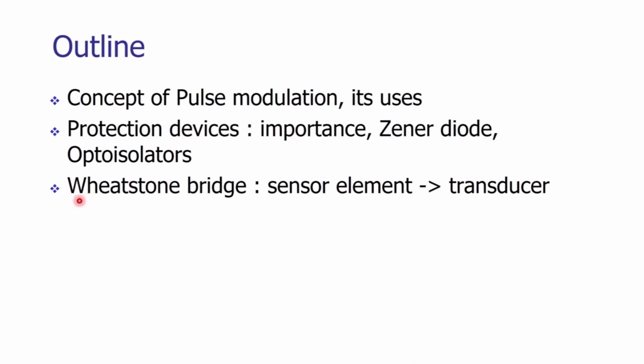The third important element in the signal processing is the Wheatstone bridge. Wheatstone bridges are used to convert a sensor element into a transducer. One application of the Wheatstone bridge we have already seen in our previous lectures, that is in sensors. So, we have seen how Wheatstone bridges help us convert a strain gauge sensor element into a transducer. Well, in this lecture we will be studying a little more detail about the Wheatstone bridge.